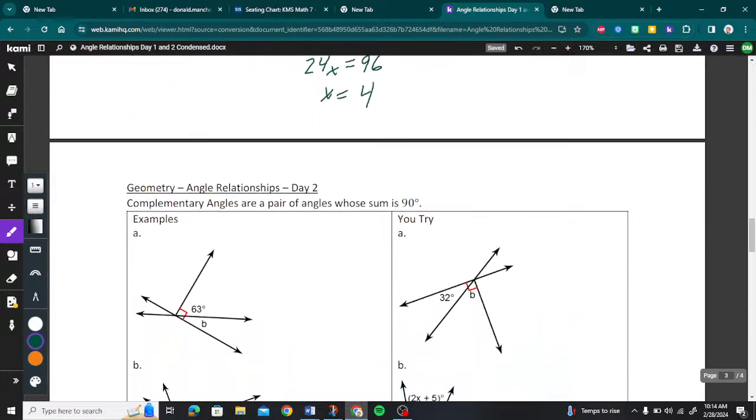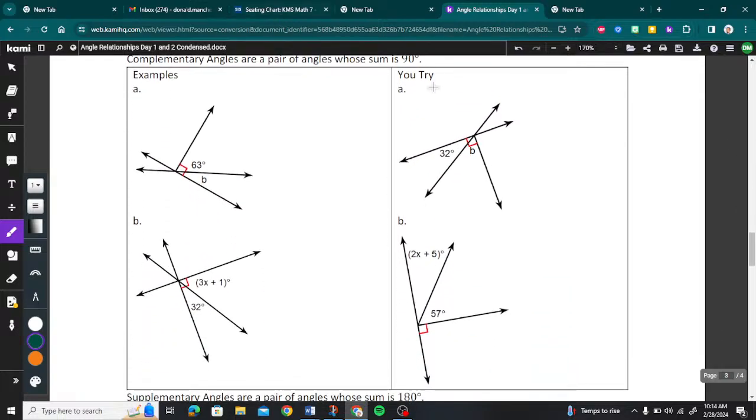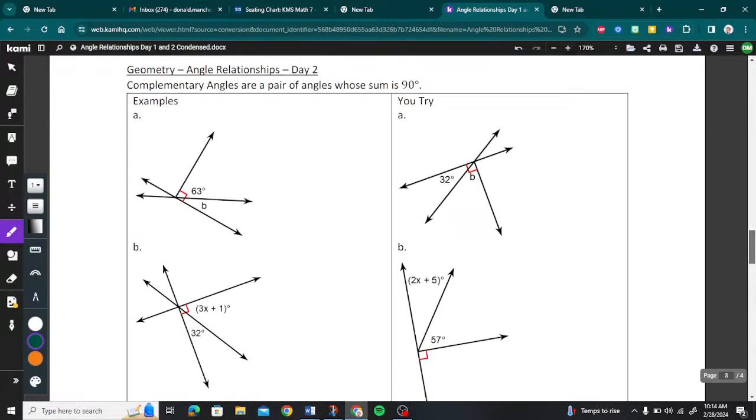Now we come to angle relationships. This was day 2. Our first angle relationship is complementary. Complementary angles are a pair of angles whose sum is 90. So if you look, we have this little box here. This little box means 90 degrees. And we're missing this angle right here.